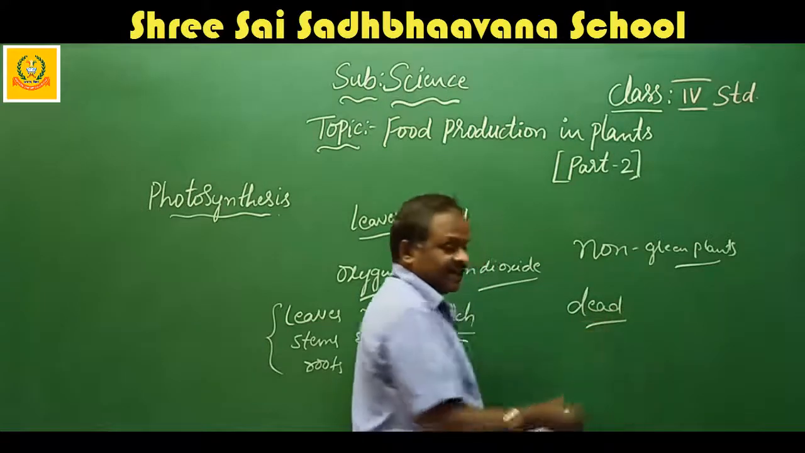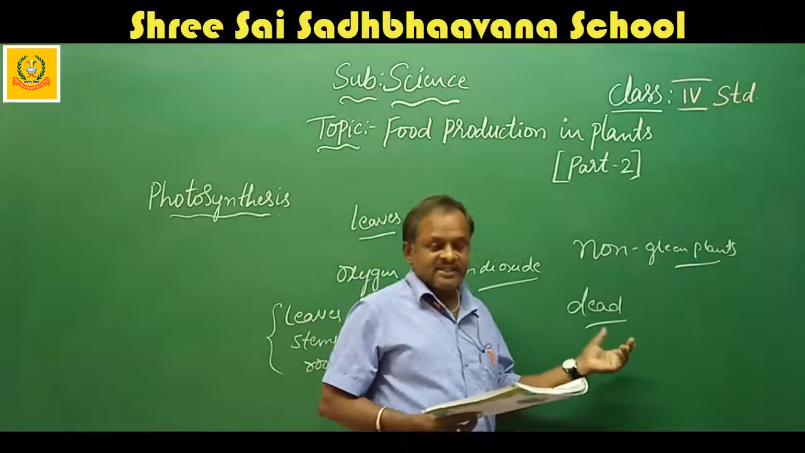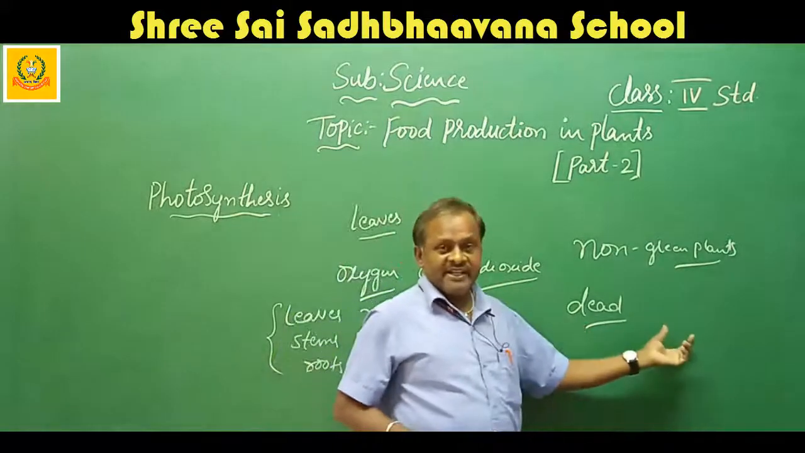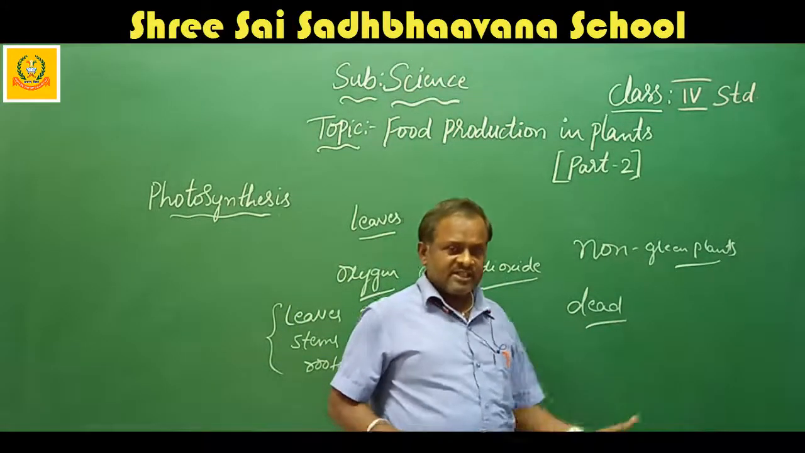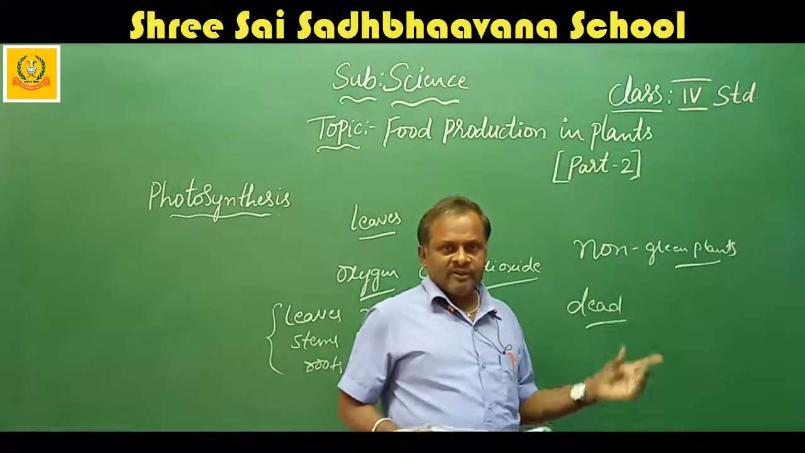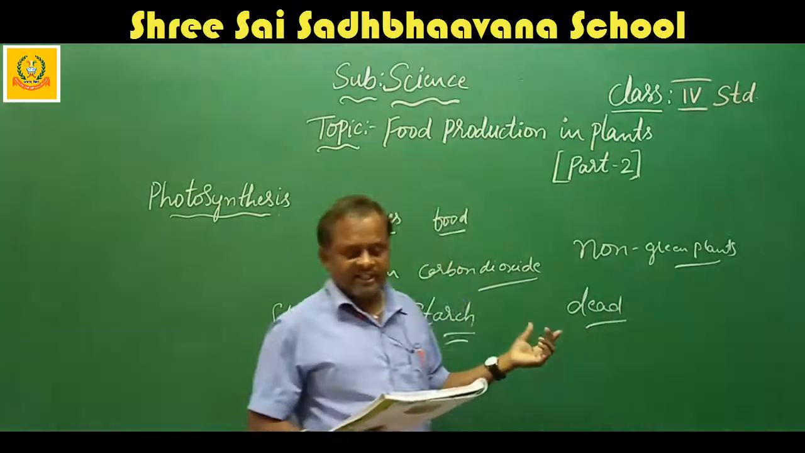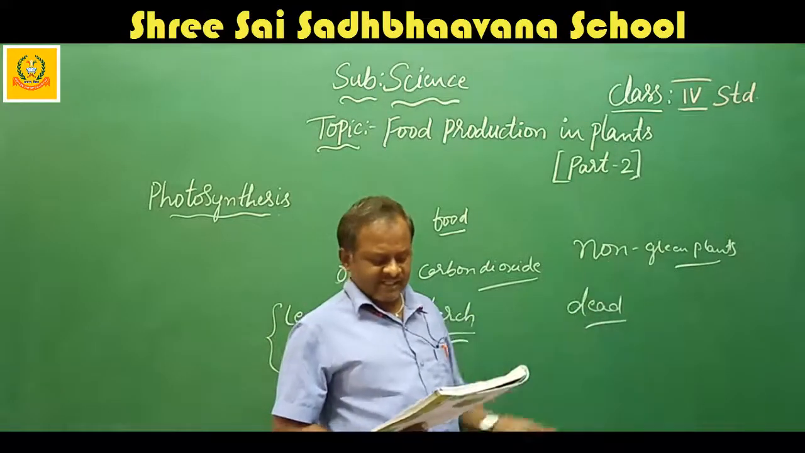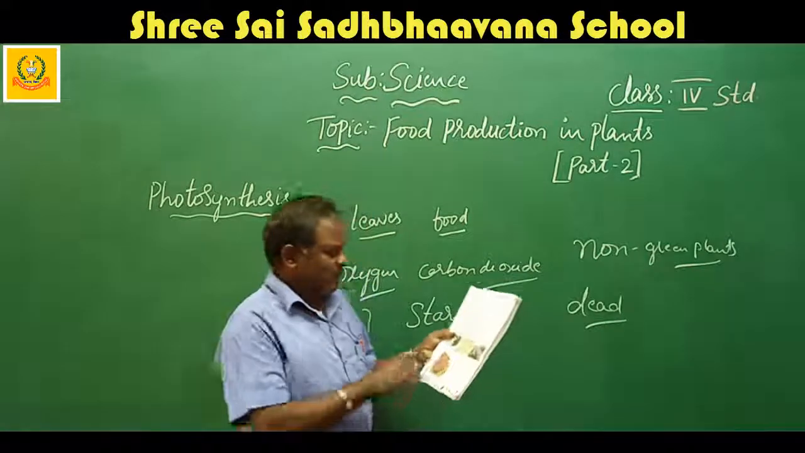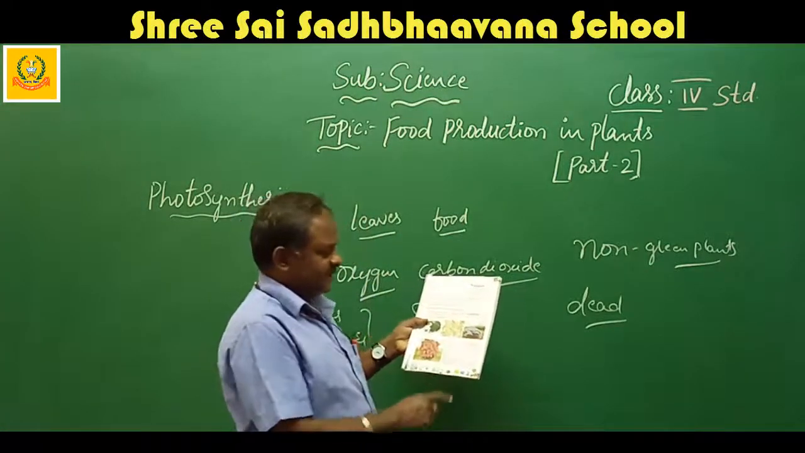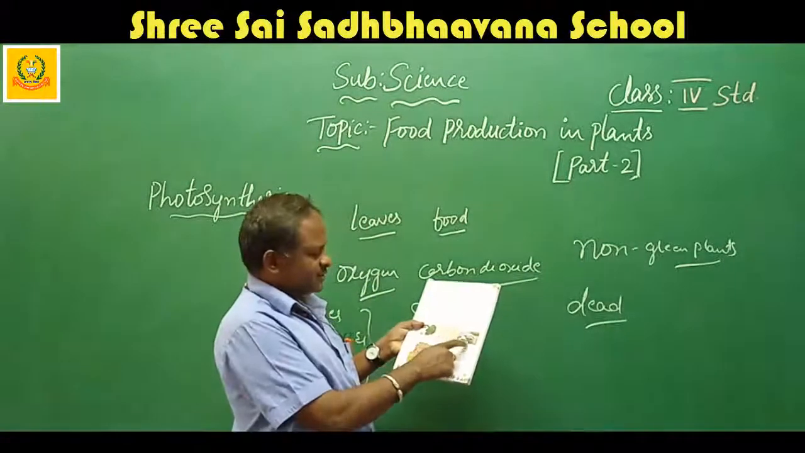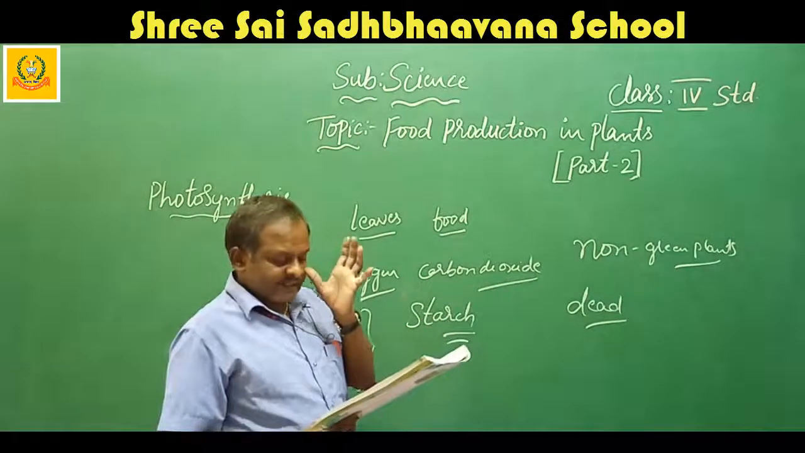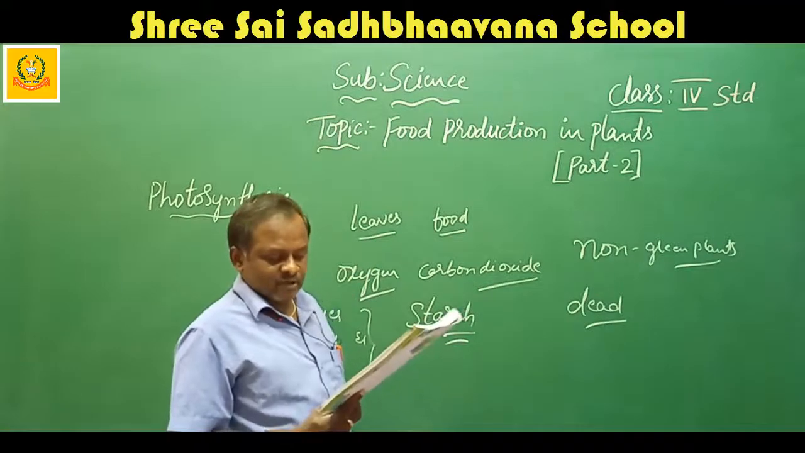What is dead? Dead and decaying plants and animals, that is, waste. From the waste, they absorb food for their survival and growth. So they are called non-green plants. See here in the figures they have given molds, mushrooms and fungi.